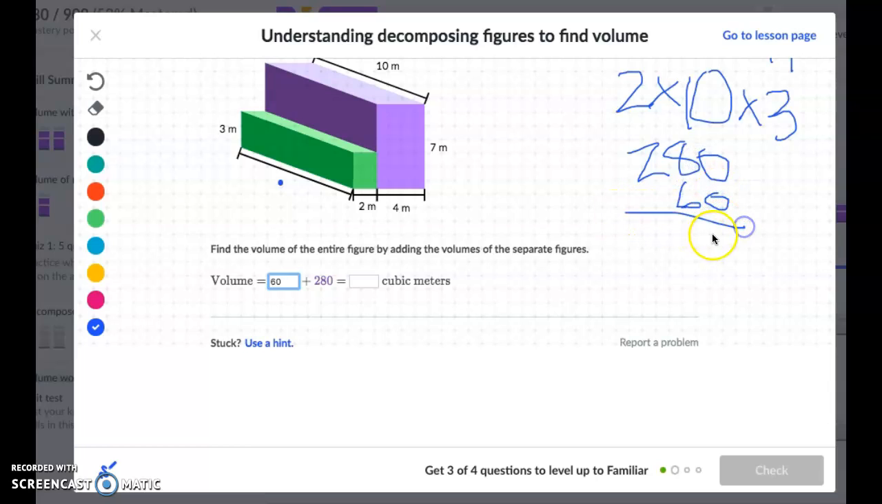And when we add those together, we get 8 plus 6 is 14. And then my 1 plus my 2 is 3. So we get 340 is going to be my total volume.